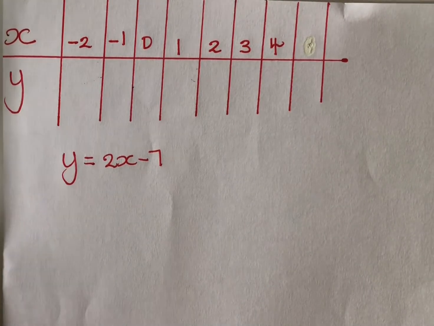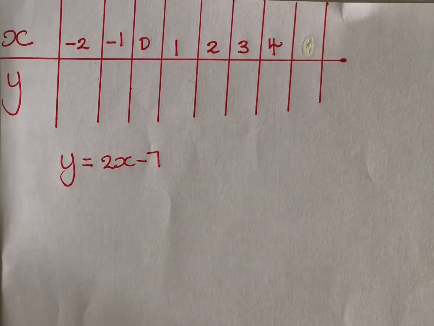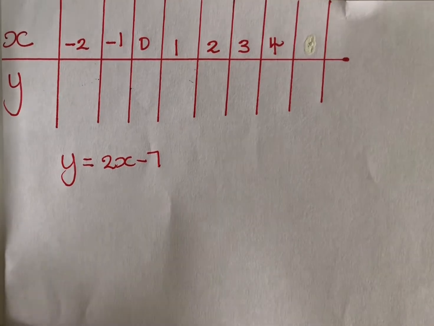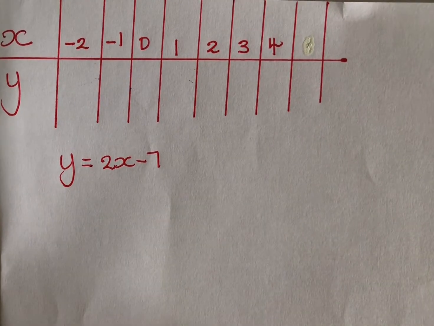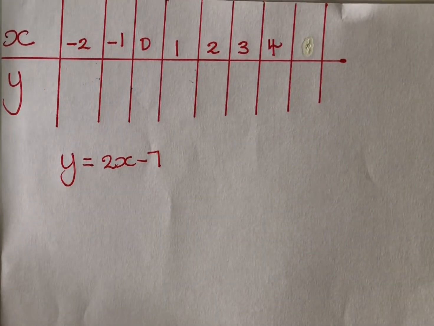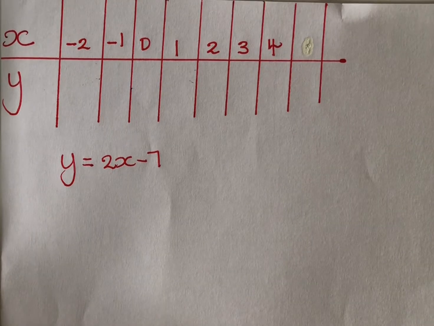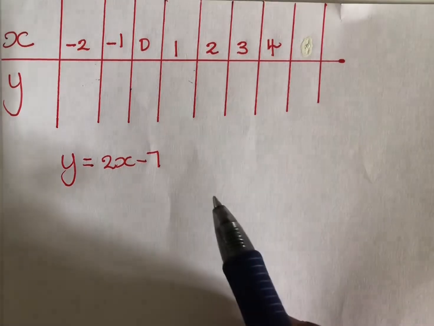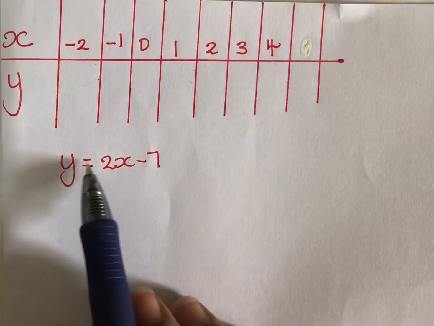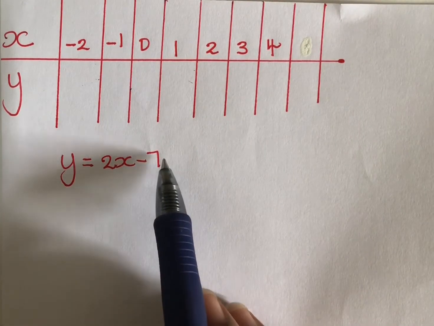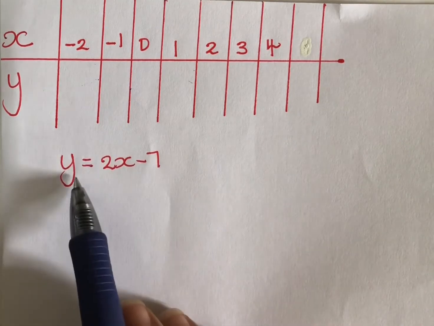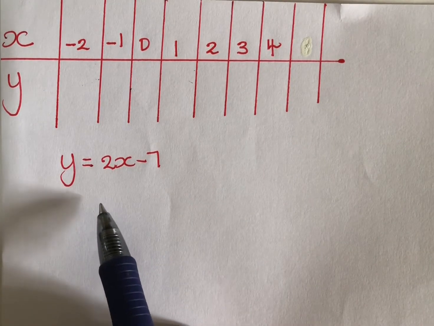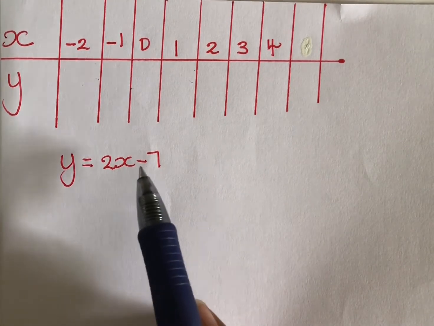In this video, I am going to provide a solution to a table of values. What you are currently looking at is a table of values. We need to find all the values for a linear graph. The linear graph is y is equal to 2x plus 7. Linear graphs are straight line graphs, okay?